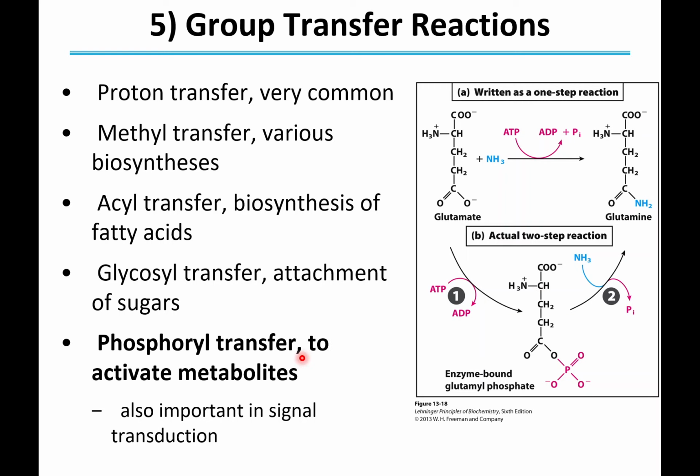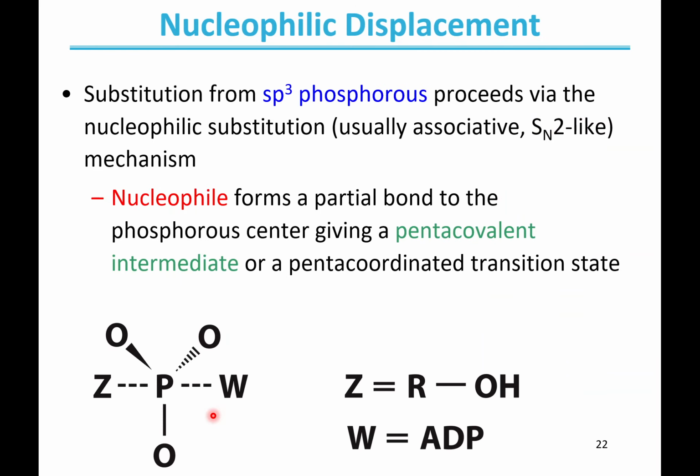So phosphoryl group transfers are going to be pretty important. They're also important in signal transduction, so things getting phosphorylated. Remember the kinases and the kinase cascades that propagate signals in a cell. Those are using phosphate groups to do that.